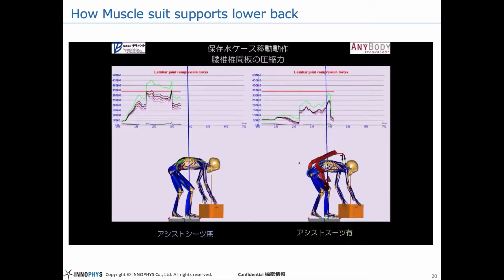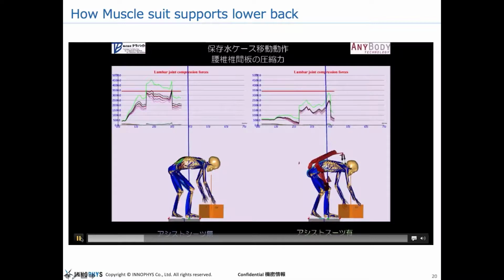So when you actually hold the box, the weight of the box is added, so the force goes up, but still the peak force is much lower with the Muscle Suit. You can probably see it.